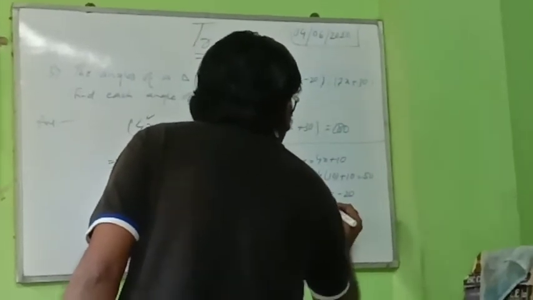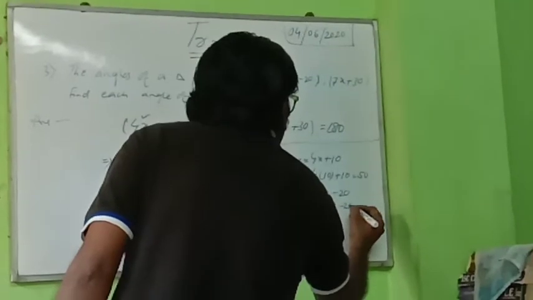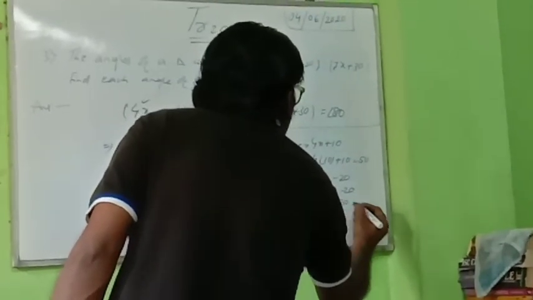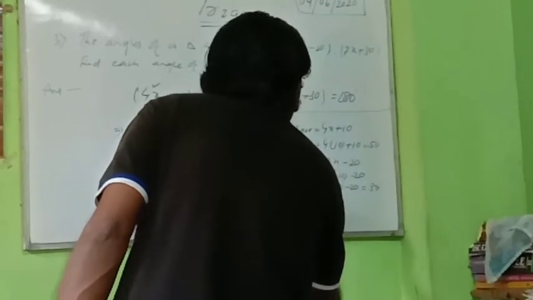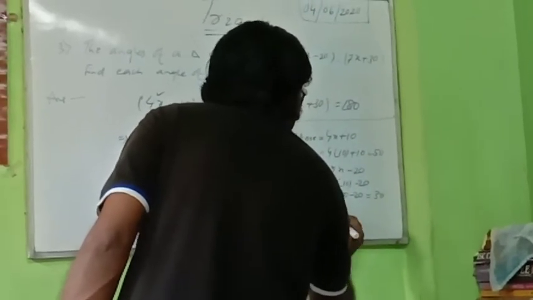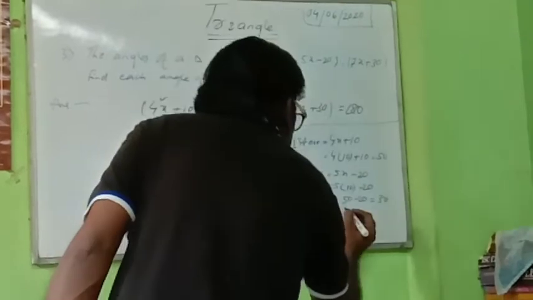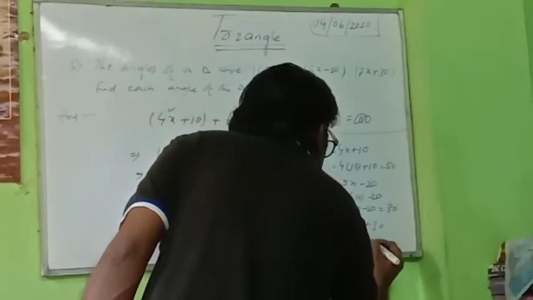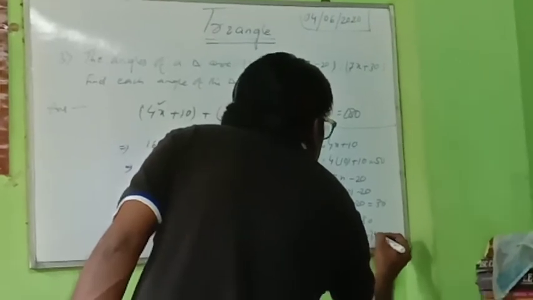That means 5 into 10 minus 20. How much you are getting? 50. 50 minus 20 equal to how much? 30 degree. And third one will be how much? Third one will be 7x plus 30. That is 7 into 10, that is 70, plus 30. How much you are getting?